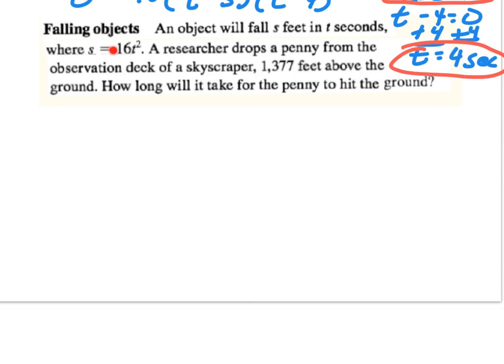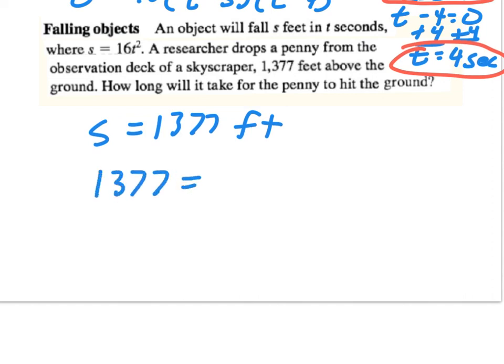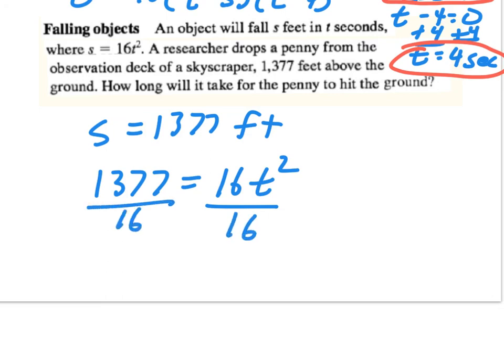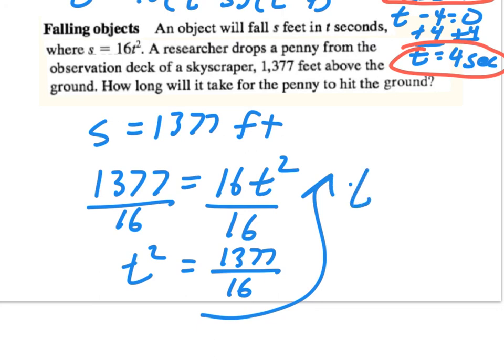Since we don't have a minus here, because it's not being slowed by gravity, it's being sped up by gravity. So S equals 1377 feet. So 1377 equals 16t squared. I'm going to divide by 16 to get the t squared alone. And I get that t squared equals 1377 over 16. So I want to simplify that when I take the square root.